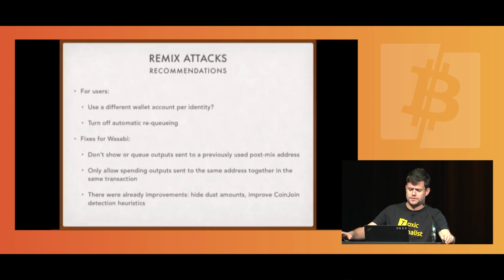For Wasabi itself, I guess the most obvious fix would be to just not show or not queue outputs that were already previously used in a previously used address. So any address reuse, maybe don't even show it to the user, or if you do show it to the user, at least don't requeue it.